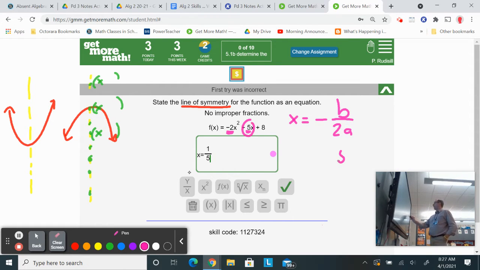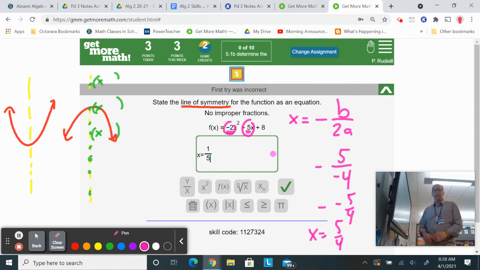So I should have put the 5 in the numerator. And then I have the -2 is the A, and I need 2 of those. That's my denominator, so that's a -4. Then I bring down my negative sign. And positive divided by negative is a negative, so I have -5/4. And the opposite of that is a +5/4. So my equation should be x equals 5/4. So let me change that.